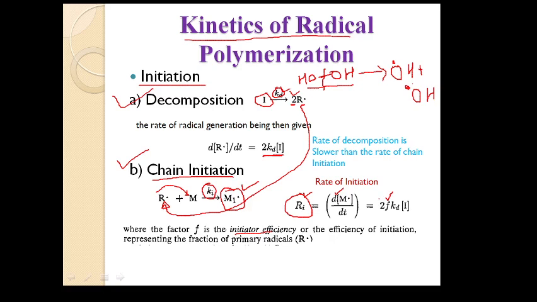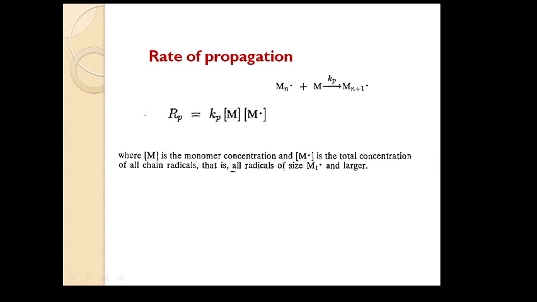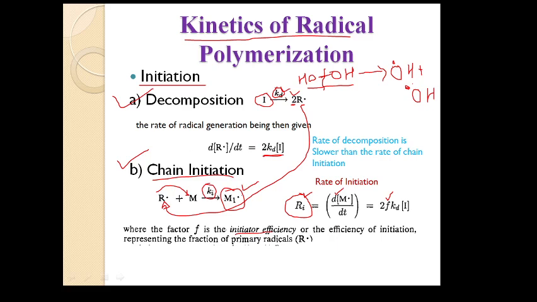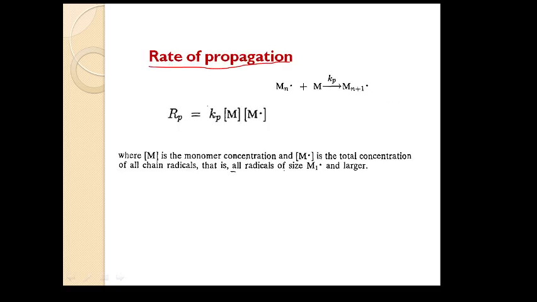Once the initiation is done, the next step is the rate of propagation, right? Because after initiation, which step occurs? The propagation. And what we have seen in the propagation is that the active carbon centered radical, that is the M1 dot, reacts with again M and forms M2 dot. M2 dot reacts with again monomer and forms M3 dot, and so on. So finally we get attachment of n number of monomers. So here we can say that Mn dot reacts with M monomer and forms Mn plus 1 dot radical.